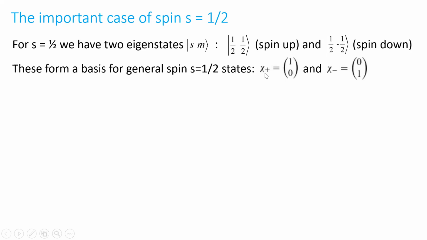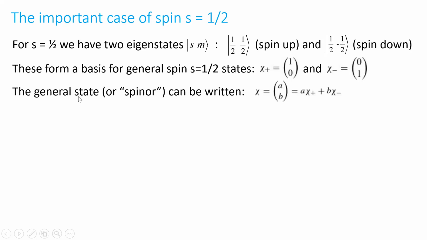And so the terminology we use is chi plus to represent the spin up state, where we have the 1 up here to represent spin up, and chi minus to represent the spin down state, where we have the 1 below to represent spin down. So this (1, 0) represents this state right here, and this (0, 1) represents this state right here. These vectors are in the basis of these two states, with the top number the spin up state, and the bottom number the spin down state.